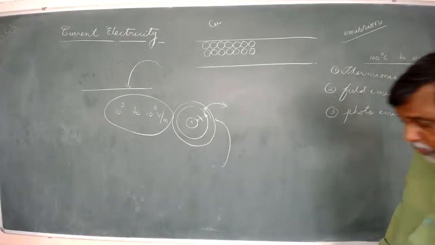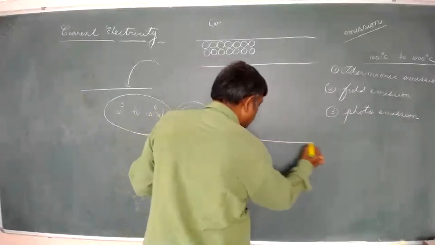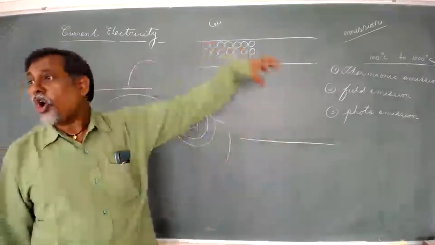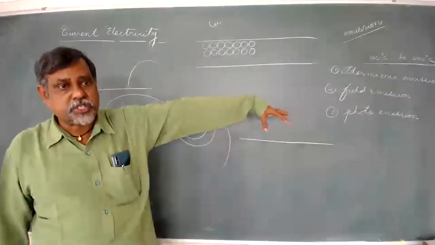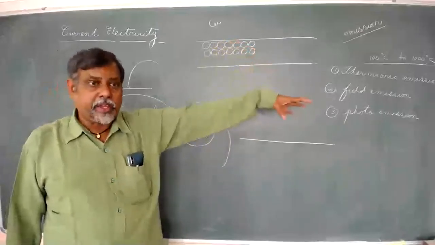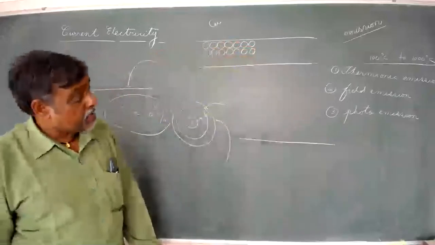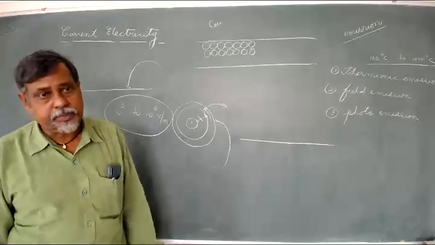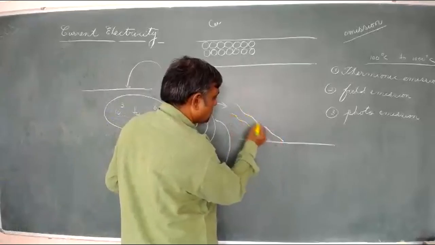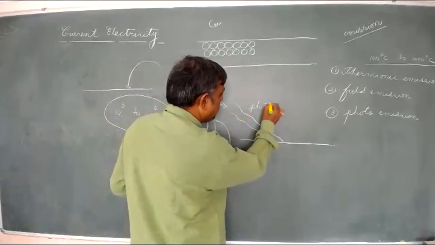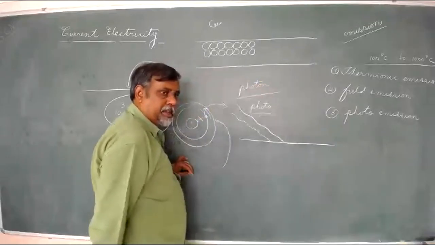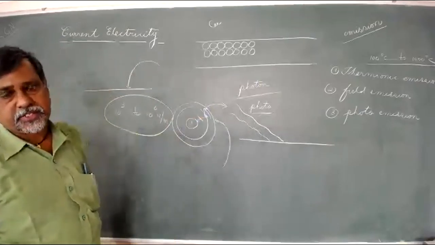What do you mean by photo emission? You take a light-sensitive metal sheet. Photo means light. Light energy has to be incident on it, just like UV light, or IR, infrared, also the same. Whenever ultraviolet radiation falls over here, this is photo energy. Photon means a light particle, named by Einstein and Max Planck in quantum physics.